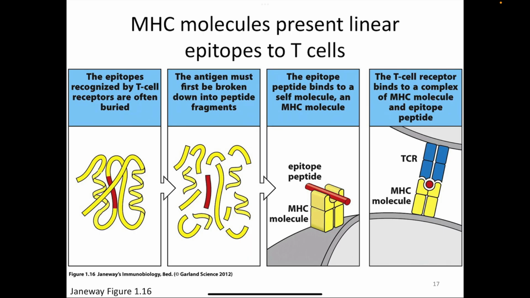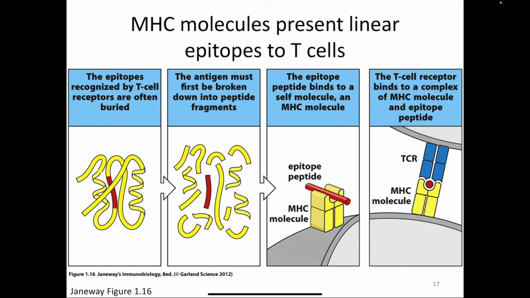With MHC, the protein gets degraded before it gets presented on the MHC molecule. And so you are always seeing a linear stretch of amino acids from basically the primary sequence of the protein. So you're always getting a linear piece. You're not going to have an epitope that's this loop and this loop.